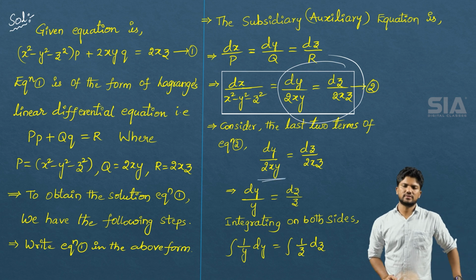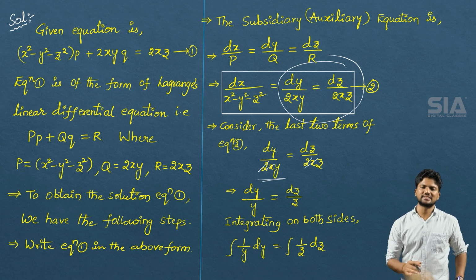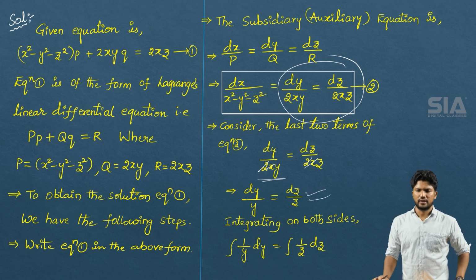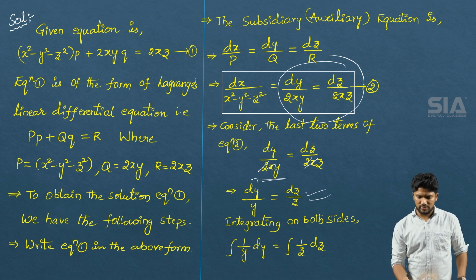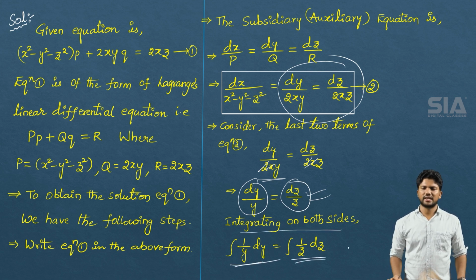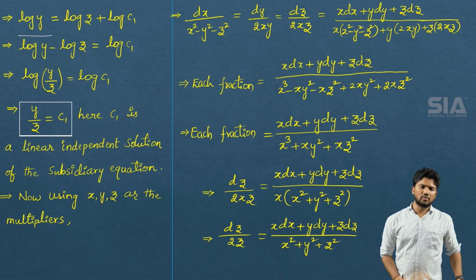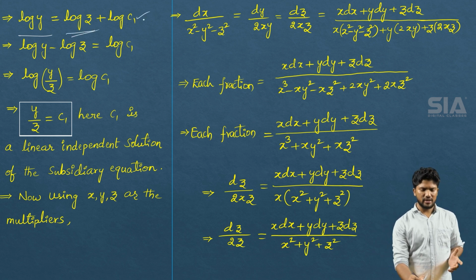So dy by 2xy is equal to dz by 2xz. On both sides the 2x cancels. Write down the remaining values: dy by y is equal to dz by z. It is clearly in separable variable format, where all y terms are on one side and z terms on the other side. Apply integration on both sides: integration of 1 by y dy is equal to integration of 1 by z dz. So log y is equal to log z, and the integration constant will be log c1.